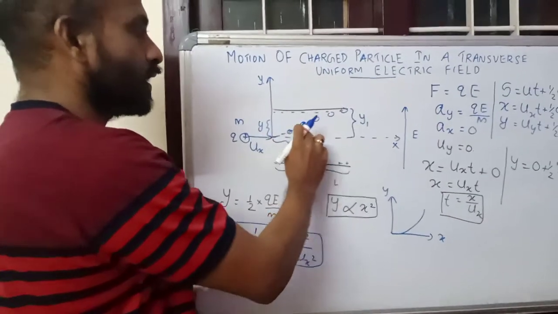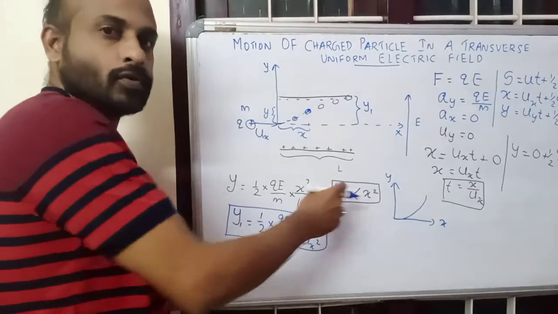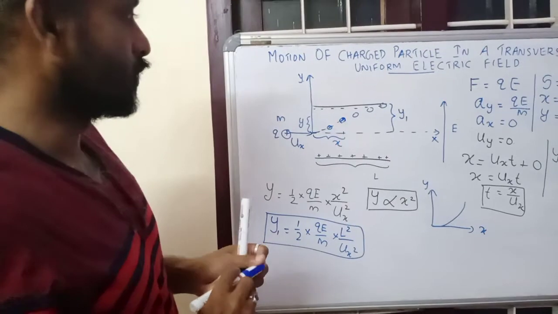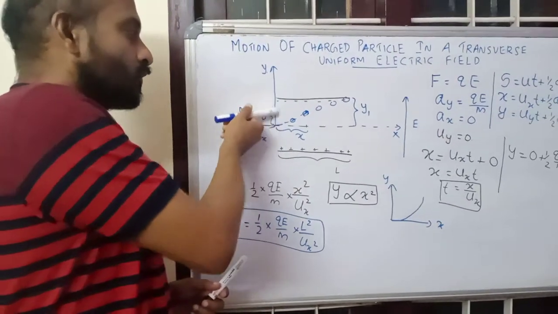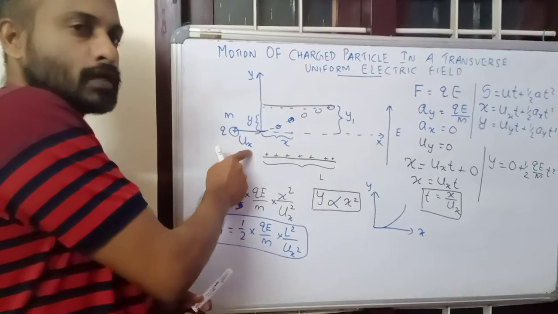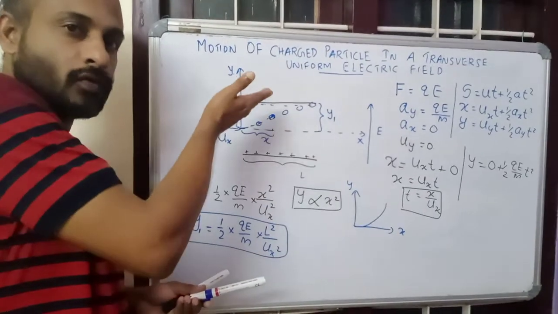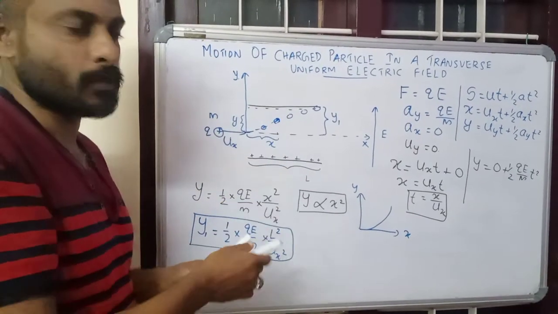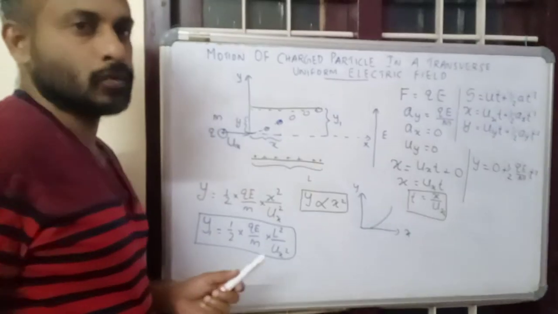So the particle moves in a parabolic path, and that we have understood from the equation y proportional to x square. Initially the particle was moving in a straight line before entering the electric field region with initial velocity ux. Suddenly when it enters the electric field region, it experiences an upward force. As a result of the upward force, the particle starts to move in a parabolic path. Okay, thank you.